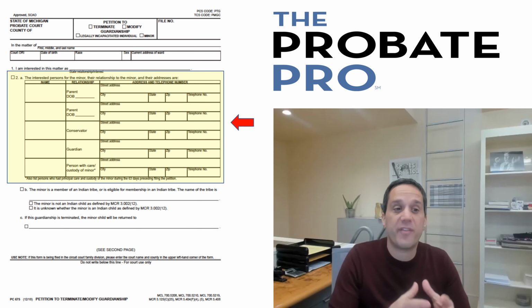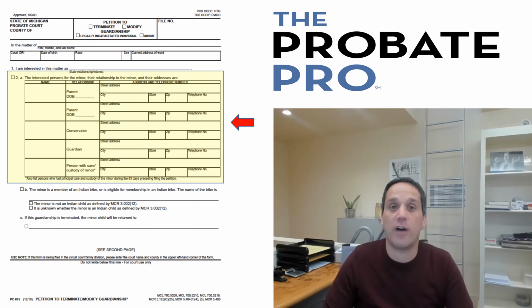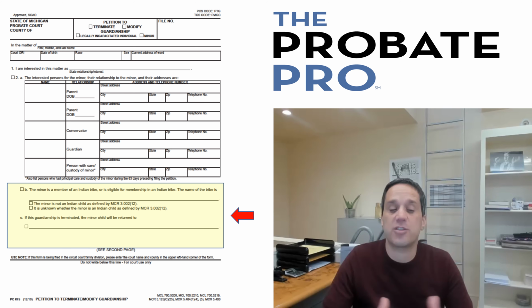Because we're dealing with an adult, this entire section under number 2 is not relevant to the termination of a guardianship of an adult petition. This relates for only a termination of a minor. Also, this section has no relevance to an adult guardianship. It relates to a member of an Indian tribe who is a minor. So let's skip beyond this particular paragraph.